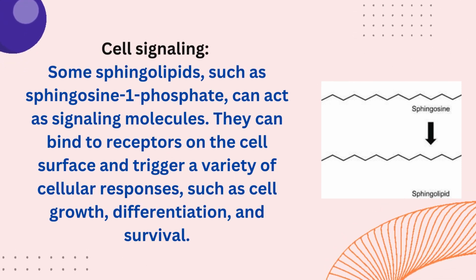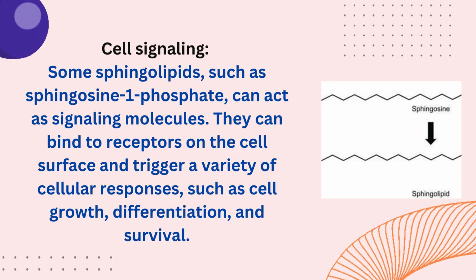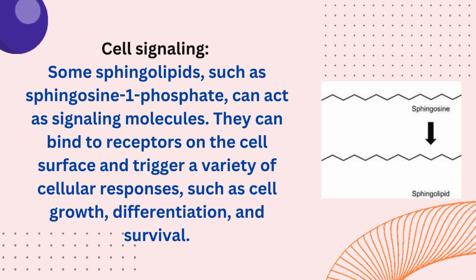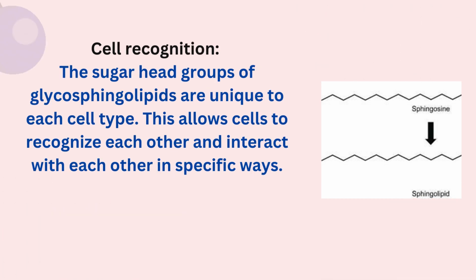Cell signaling. Some sphingolipids, such as sphingosine 1-phosphate, can act as signaling molecules. They can bind to receptors on the cell surface and trigger a variety of cellular responses, such as cell growth, differentiation, and survival.